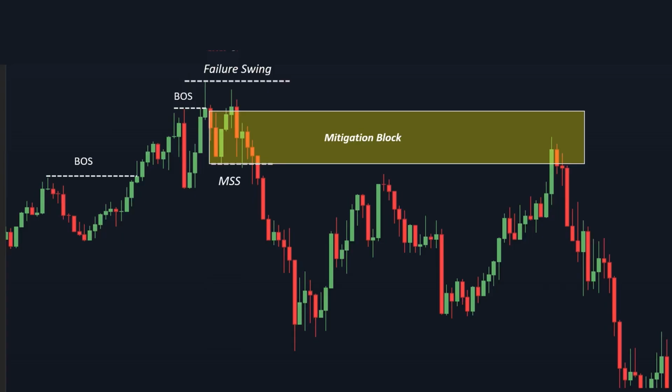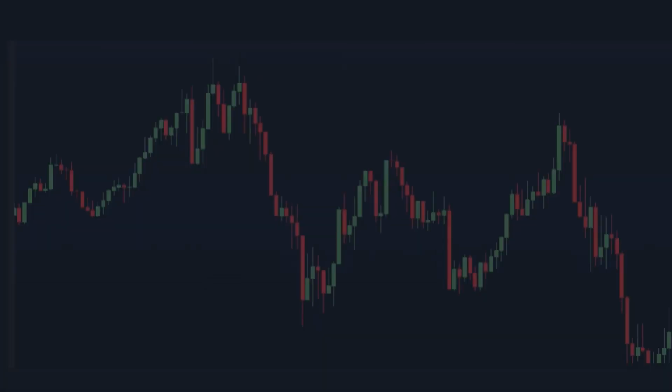However, it's important to note that not every mitigation block pattern you see on the chart will lead to a successful trade, especially if it occurs in the middle of nowhere with no clear structure or context. To trade a mitigation block effectively, it must align with other market factors and conditions through backtesting.